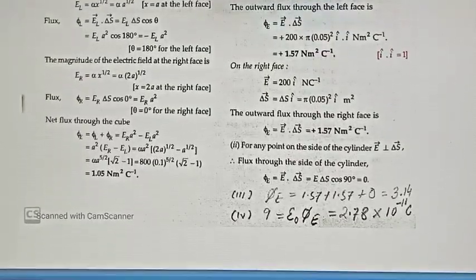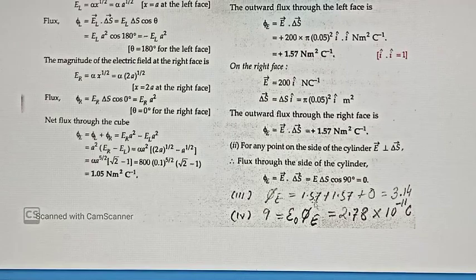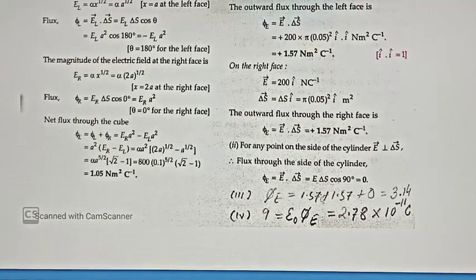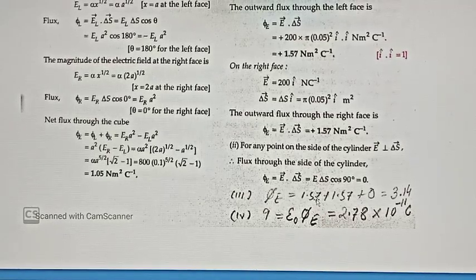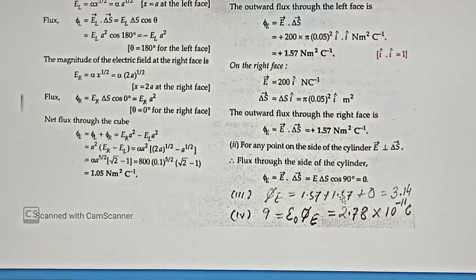So total flux, you can add all these three. 1.57 due to the left flat surface, 1.57 due to the right flat surface, and 0 for the curved surface. So total is 3.14.